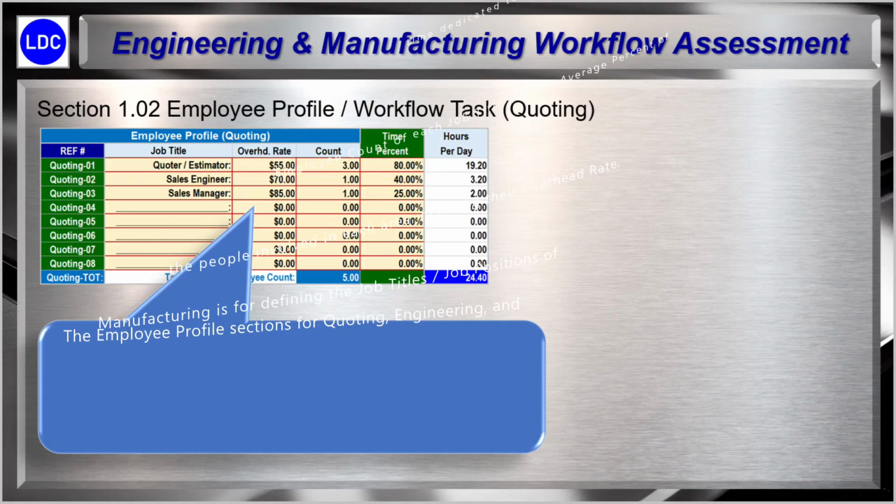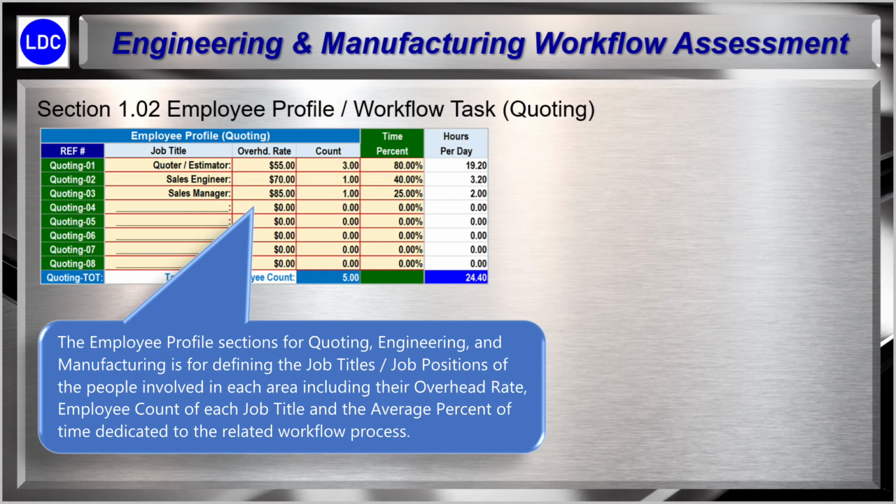The employee profile sections for quoting, engineering, and manufacturing is for defining the job titles, job positions of the people involved in each area including their overhead rate, employee count of each job title and the average % of time dedicated to the related workflow process.